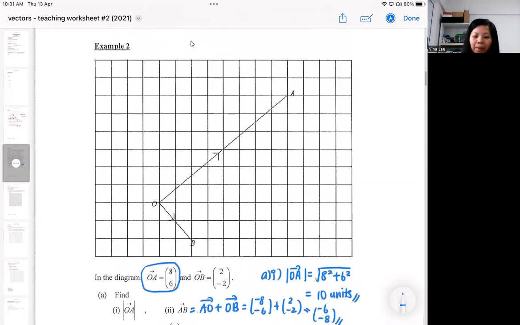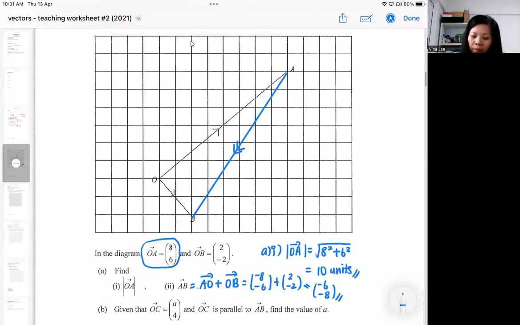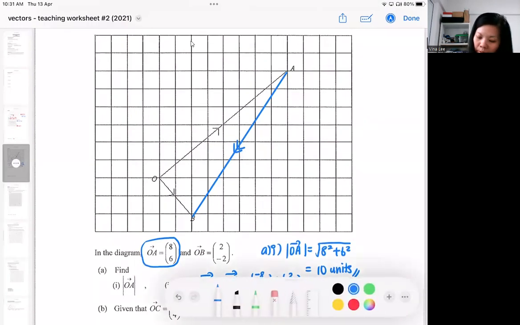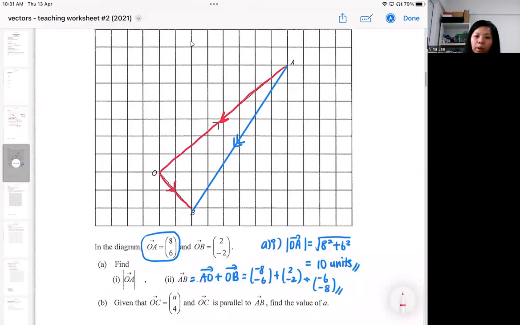But some students, they may prefer to use the diagram to help them. So for example, if some students might want to do AB using the diagram, they may try to do this using the diagram. So how will they do it? They will see that this is AO plus OB. So some students, they may need the diagram to help them to visualize.